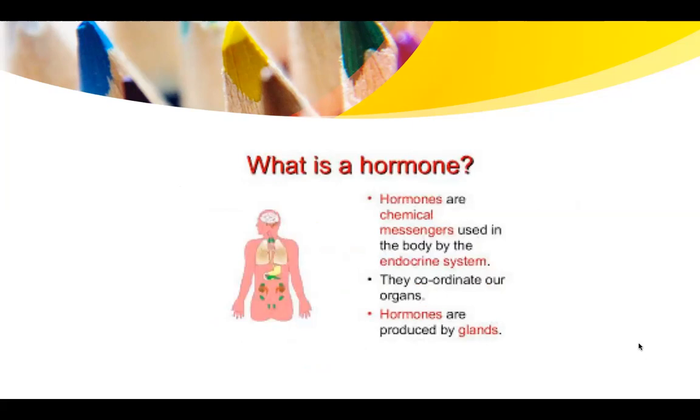The next is, what are hormones? Hormones are chemical messengers used in the body by the endocrine system. They coordinate our organs. They are produced by the glands. On page 340, a chemical produced by the endocrine system is called a hormone. Hormones are chemical messengers that travel in the blood. Hormones turn on, turn off, speed up, and slow down the activities of organs and tissues.